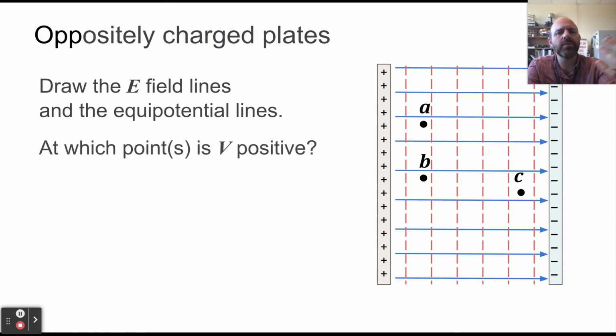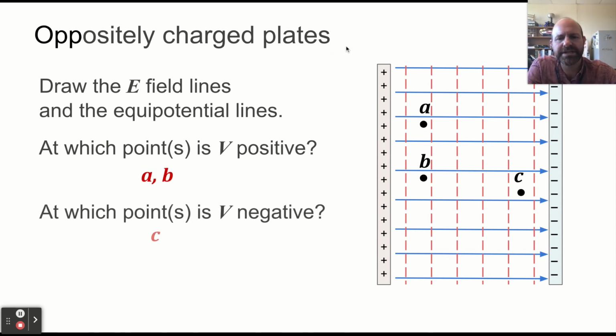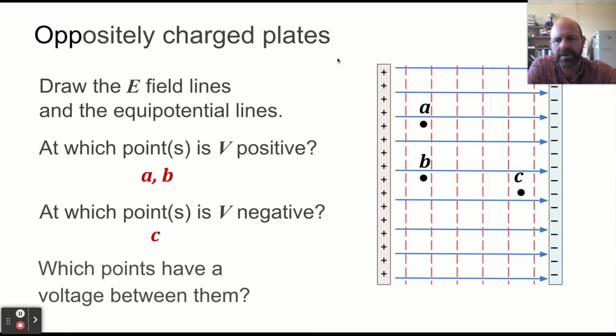And so you could ask yourself, at which of these points is V, the potential, positive? Well, if there's negative charge and positive charge, we expect there to be sort of zero potential along the middle. So if you're closer to the positive charge, A and B would have positive potential, like being uphill. And for C, it would be negative potential because you're closer to the negative side of the parallel plates. Which points have a voltage between them? Either A and C or B and C. A and B are along the same line of equipotential, even though I didn't draw one there. There is one there, right? They are the same distance across the plates.